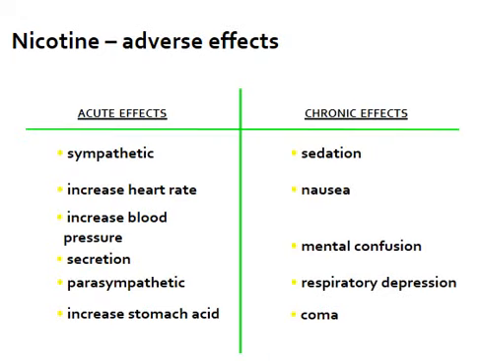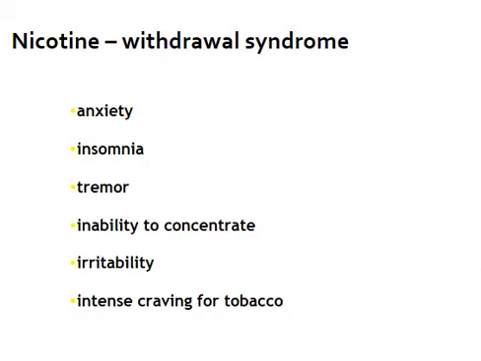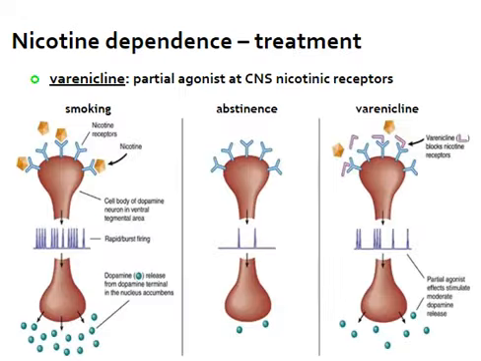The acute effects look to be sympathetic. You can see an increased heart rate, increased blood pressure, increased sympathetic tone, increased stomach acid. The chronic effects include sedation, nausea, mental confusion, respiratory depression, and in some cases even coma. And the withdrawal effects are unpleasant, producing anxiety, insomnia, tremor, the inability to concentrate, irritability, and an intense craving for tobacco.